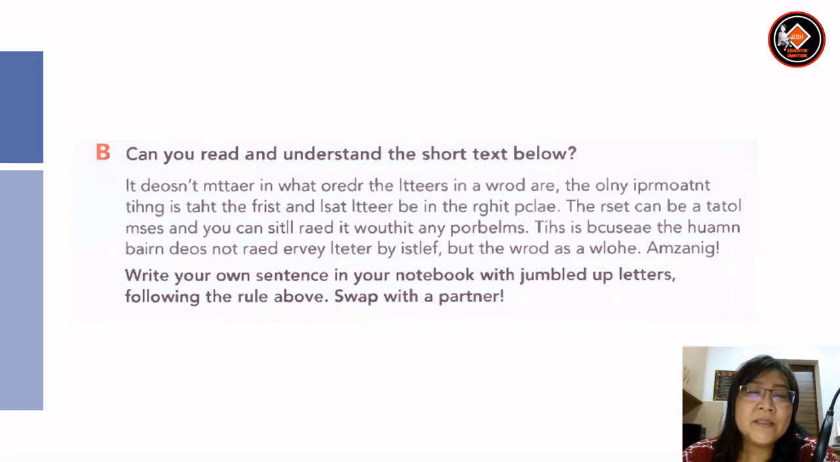It doesn't matter in what order the letters in the word are. The only important thing is that the first and the last letter must be in the right place. Okay, so the first and the last letter, they must be in the right place. The rest can be a total mess, and you can still read it without any problems. This is because the human brain does not read every letter by itself, but the word as a whole. Isn't that amazing?